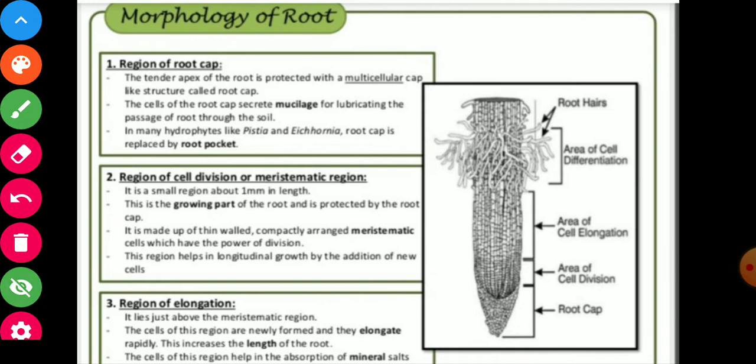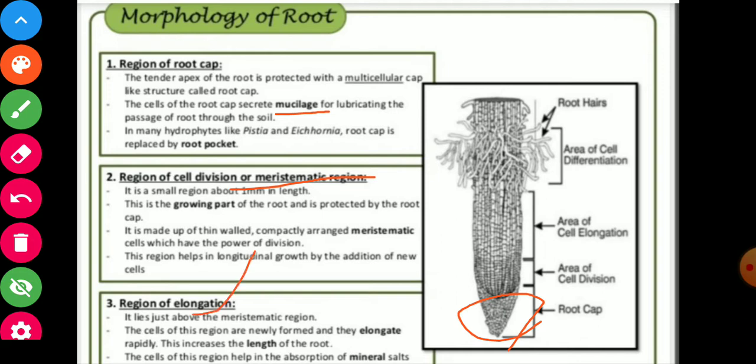The different parts or regions in the roots are found. So the first region is the root cap. You can see here it's a root cap which is protecting the tender part of the root apex. It has some mucilaginous covering to lubricate the apex so that it can move in the soil easily. And the second region is the cell division or meristematic region, where cells divide continuously and they are responsible for growing the roots.